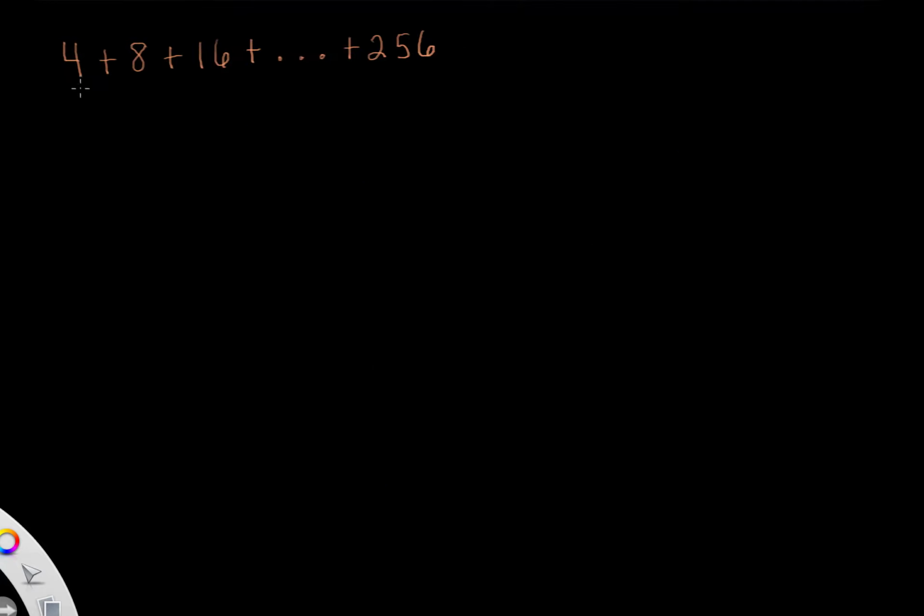Let's take a look at this. We have a series, 4 plus 8 plus 16 plus however many numbers are in there, plus 256. And we want to find the sum of this. Well, we can't find the sum until we know how many terms there are. There are not 256 terms, and there are not only 4 terms. The ellipsis in there tells you that there are more terms in between.